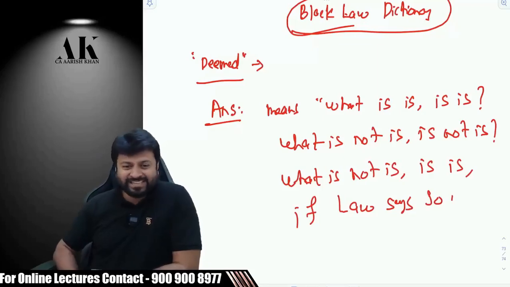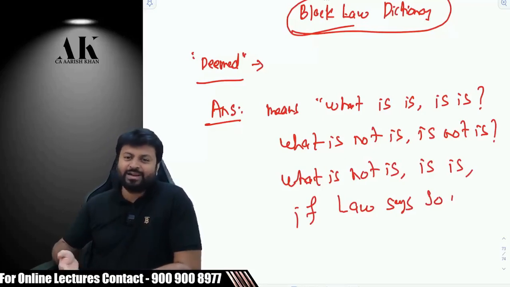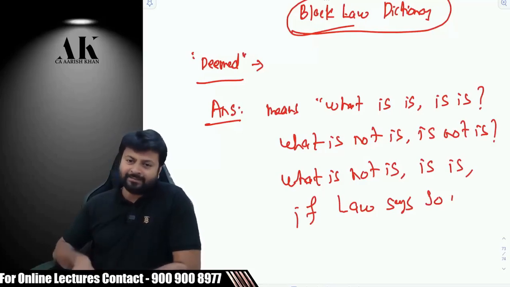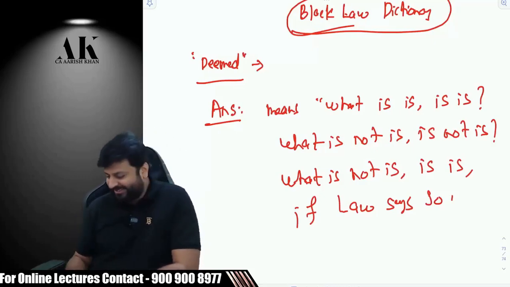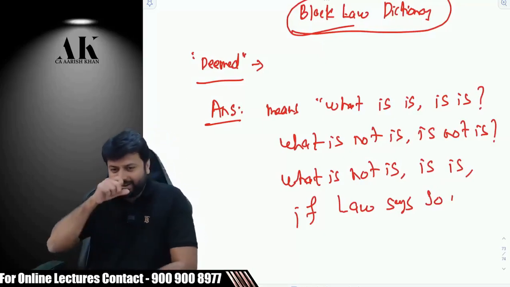What is correct is correct. The first two are general, the third is the exception. Yes, the first two are general, the third is the exception. What is correct is correct. What is incorrect is incorrect. But what is incorrect is also correct, if the law says so. This is the beautiful definition of deemed. Okay.